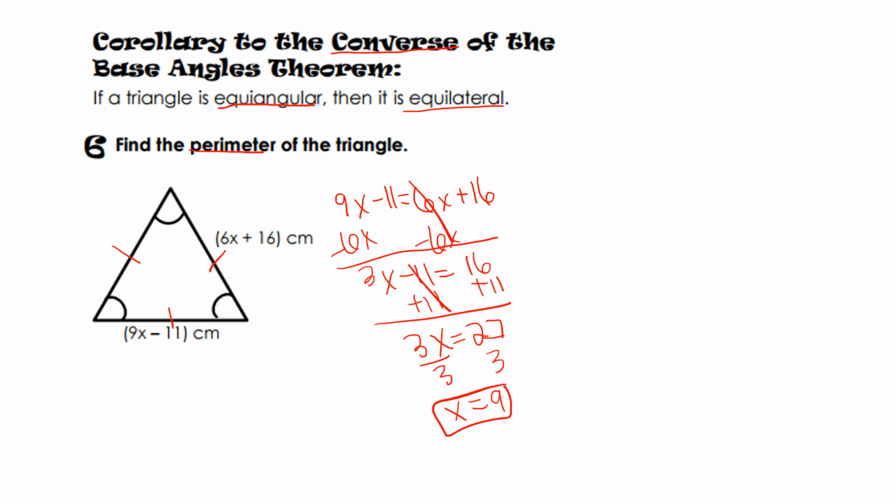But I'm not done. They asked me to find the perimeter of the triangle. So before I can find the perimeter, I have to plug x back in to here so that I can find the length of one side. 9 times 9 is 81, minus 11 is 70. So we know that the side lengths are all 70 centimeters on all 3 sides of the triangle. And so 70 times 3 is 210 centimeters for the perimeter.